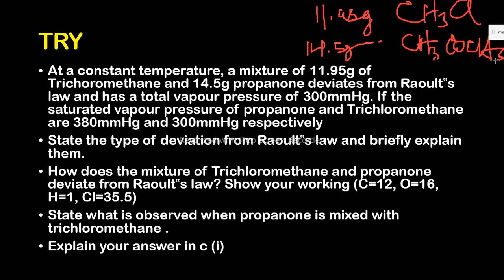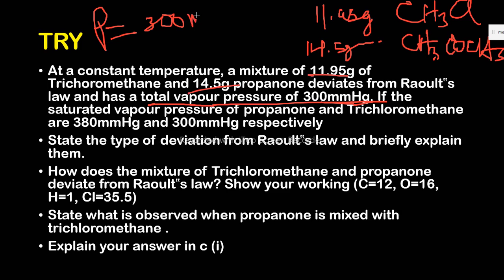In other words, if you are to calculate using Raoult's law and you obtain the pressure by Raoult's law, then when you actually carry out the experiment, you find that they will deviate from Raoult's law. Now the question does not tell us if they do deviate positively or negatively. I think that's what they want you to show. And it has a total vapor pressure of 300 milligrams. So this is the pressure of the liquid mixture with this and this.